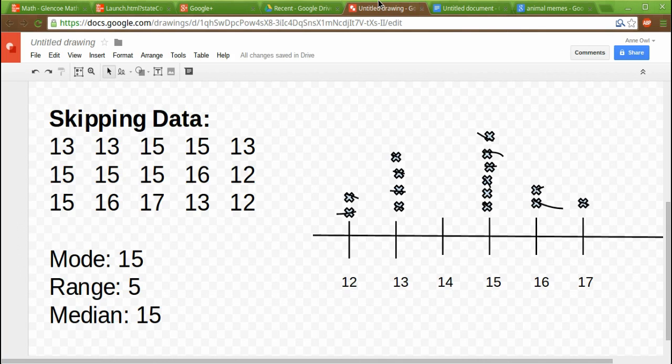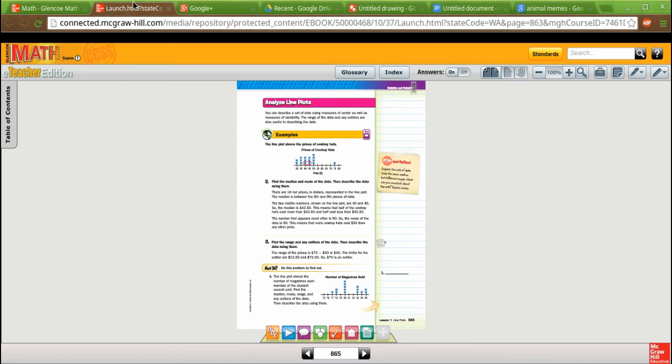Alright, what I would like you guys to do is go into your math textbooks. Yes, into your math textbooks. Because there's a very good example I want you to complete. I want you to do the Got It on page 865 in your math textbook. Page 865, Got It B. Okay, go ahead.